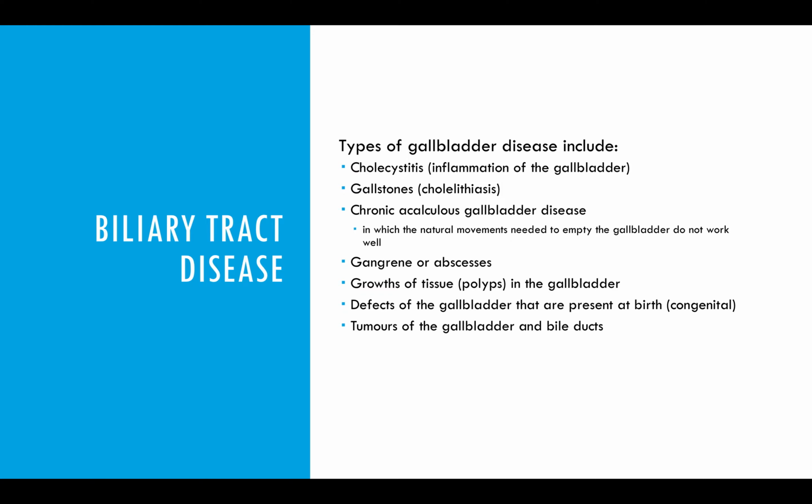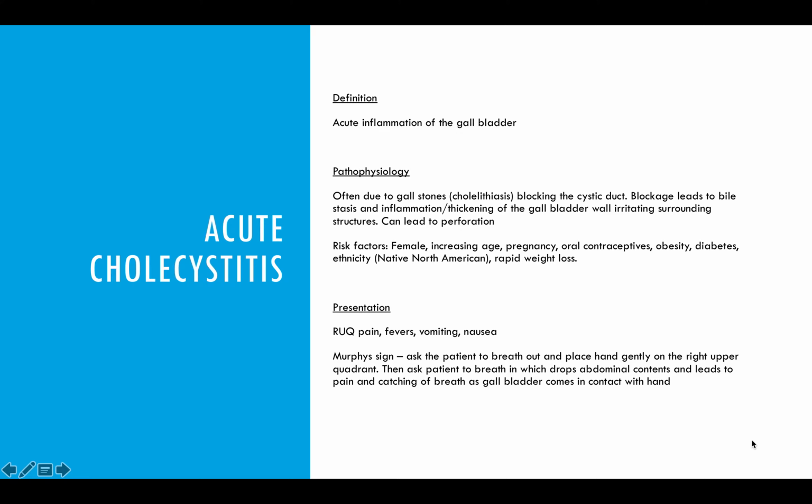Chronic acalculous gallbladder disease, as I say there, is due to the natural movements of emptying the gallbladder not working very well. They can end up gangrenous. That's often associated with things like cholecystitis. We can have other things in the bladder. We can have congenital defects. We can have tumours of the gallbladder and the bile duct. So there's probably two things that are important to know.